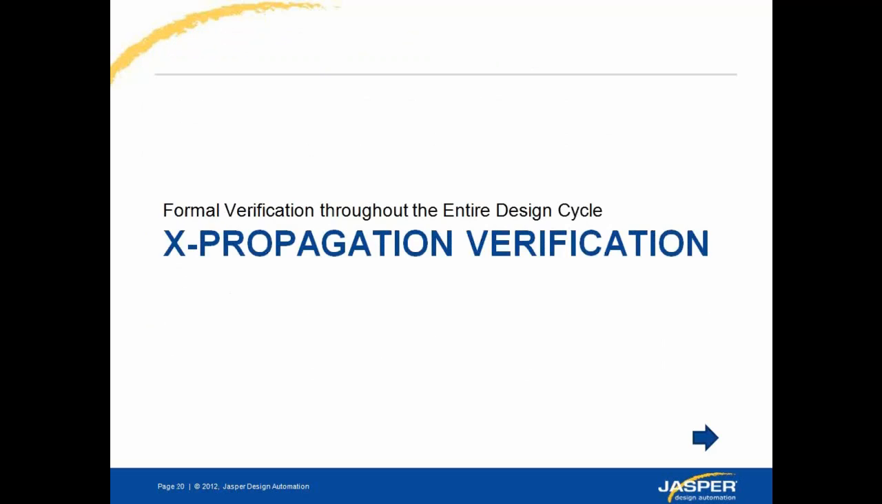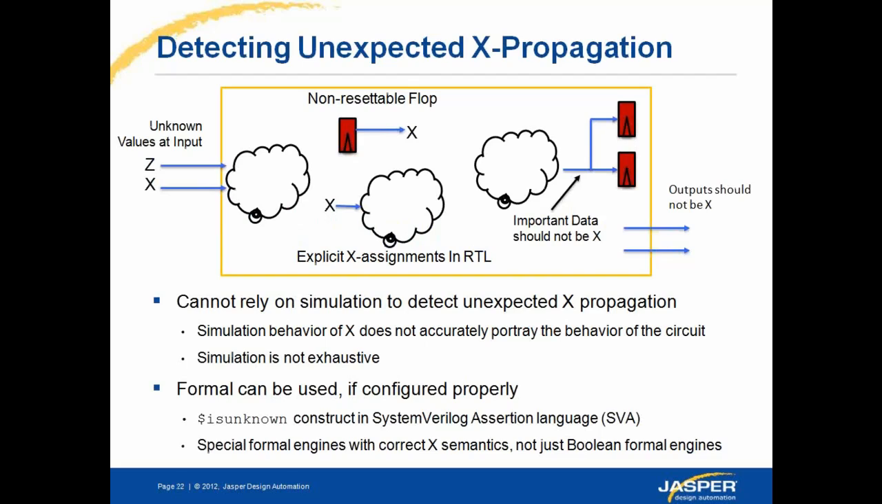The next one is X-Propagation. We can have different sources of X's, like non-resettable flops. Resetting flops is becoming more and more expensive. For example, for some reason you may want to control or inject X's in your design for the inputs, or you have explicit X assignments in your RTL, and you cannot rely on simulation to perform those checks because simulation is not exhaustive, and on top of that, it doesn't use the same semantics that is used at the gate level.